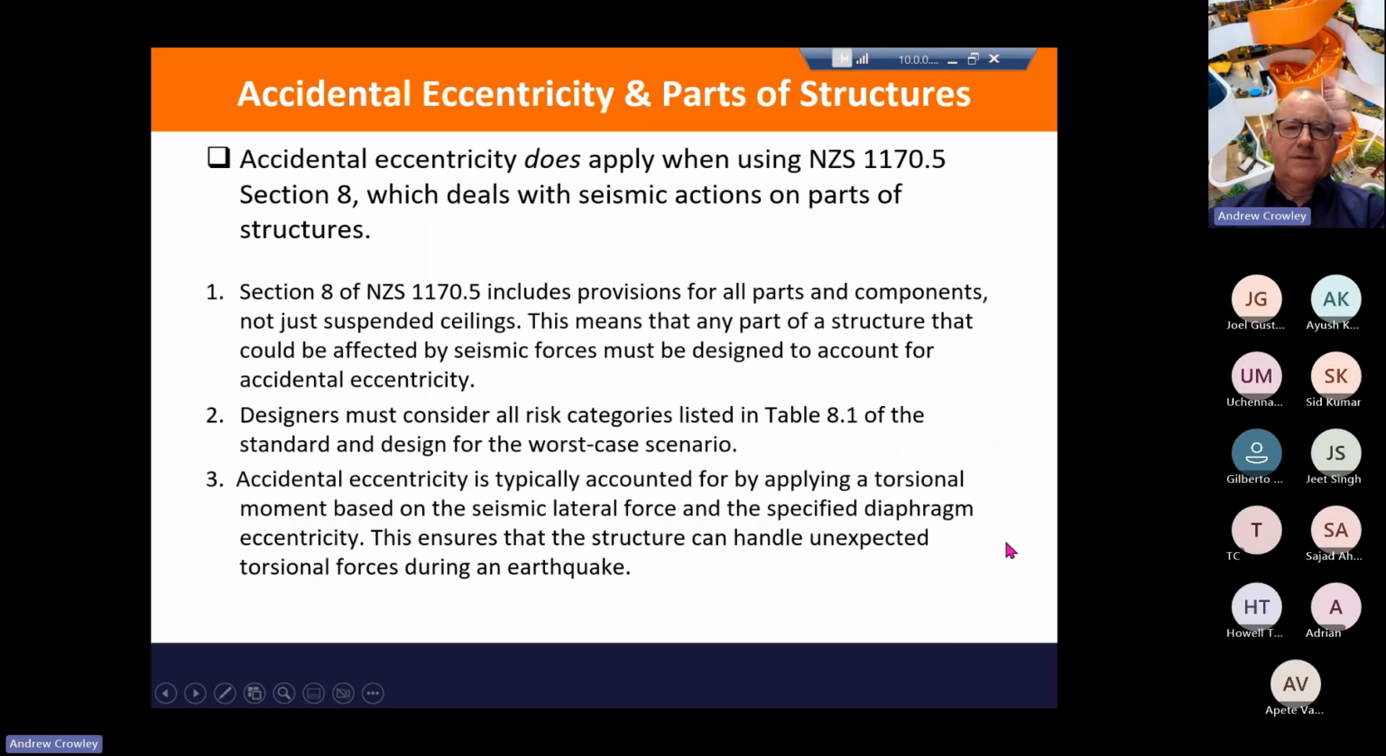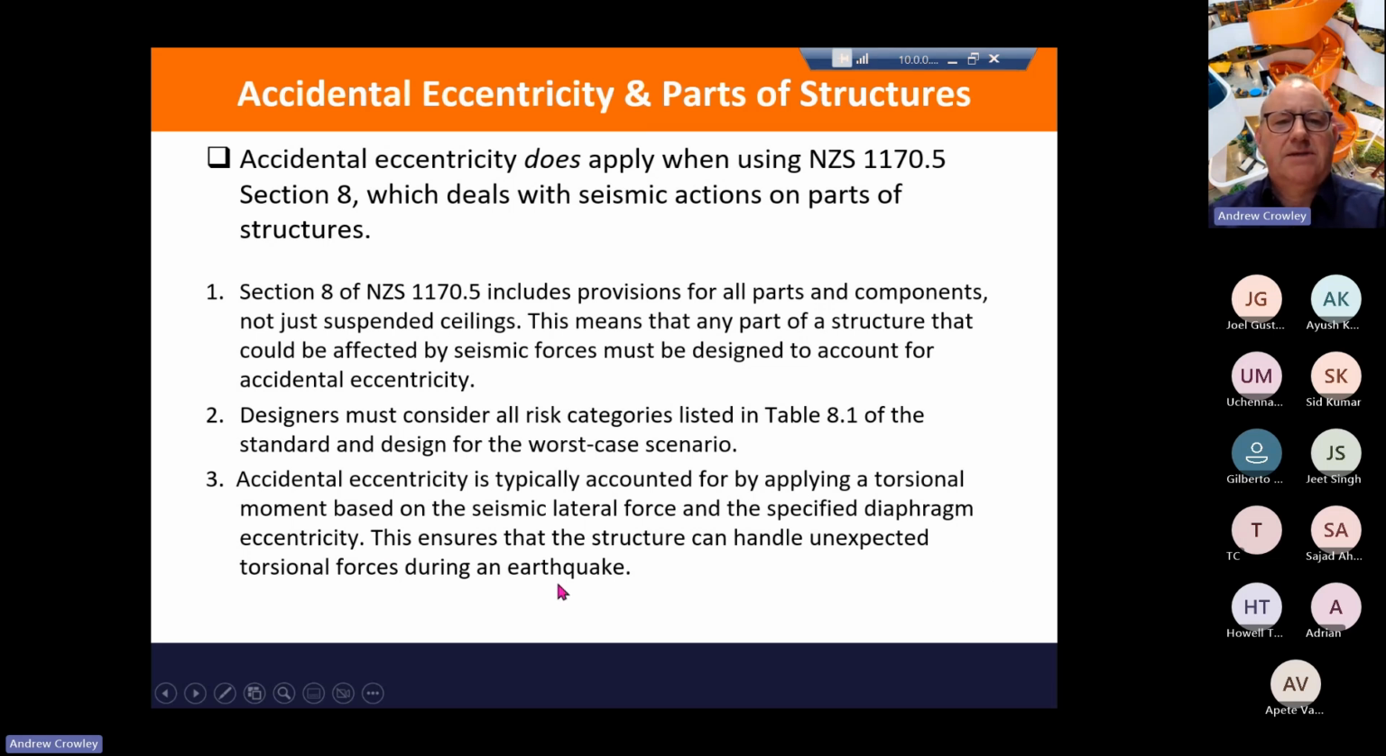What about parts? Accidental eccentricity does apply when you're using seismic actions on parts of structures. So this is section 8 of 1170, part 5. And it's not just applying to suspended ceilings. And in some cases, we design the upper structure. If it's a steel frame as the top story of a concrete frame building, you'll often design the top story using parts, because the behavior of that top story will be different from the behavior of the lower stories.